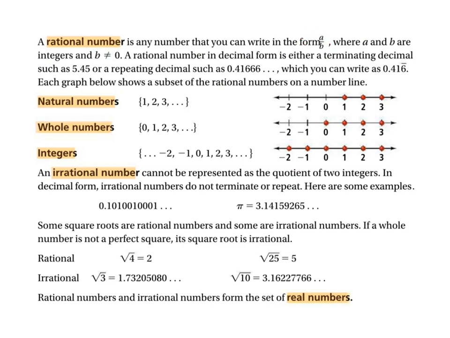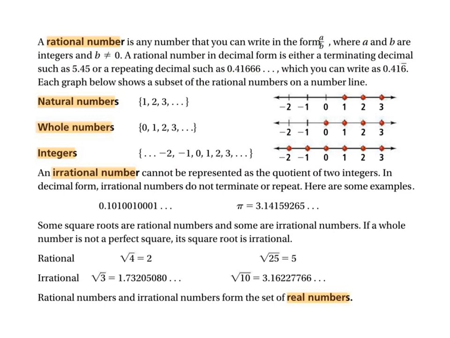You can also do the same thing with decimal numbers that repeat. So 0.416 repeating, which you can write like that with the bar over the top of the set that repeats. That can be written as a ratio as well. So we call it a rational number.